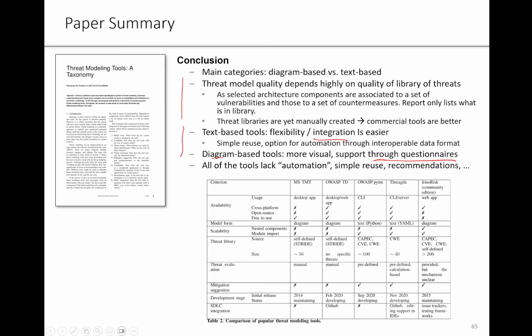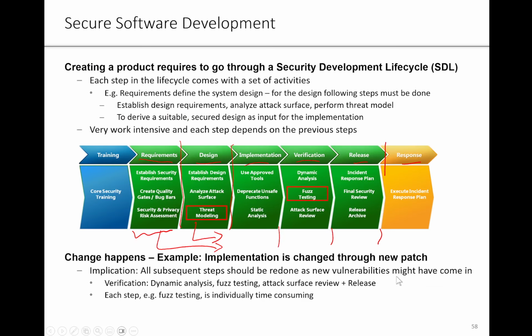Okay, so let's say we have achieved the first step. We know now we have passed this barrier. We know now what we want to implement. We have a system design. We have sketched the elements that our system will have. We have learned what kind of vulnerabilities to look for, and now we go into the implementation mode. And now we look into this aspect: deprecated unsafe functions and static analysis.